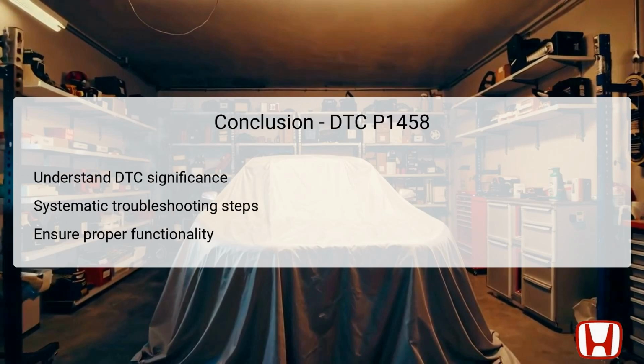In conclusion, a solid comprehension of DTC P1458 and its significance is vital for effective troubleshooting in Honda Civic 2022 and newer models. Following systematic troubleshooting steps enables a methodical approach to diagnosing and fixing the underlying issue associated with the fuel tank pressure sensor circuit. This not only resolves the immediate concern, but also helps in understanding the broader implications of ensuring component integrity in the vehicle's fuel and emission systems.